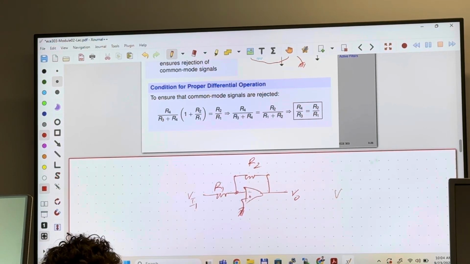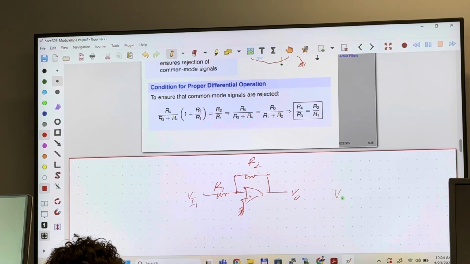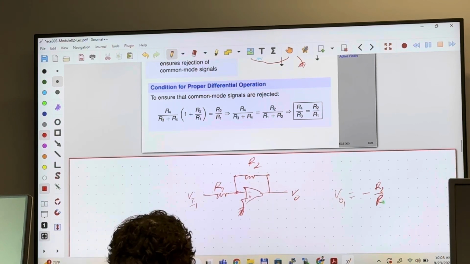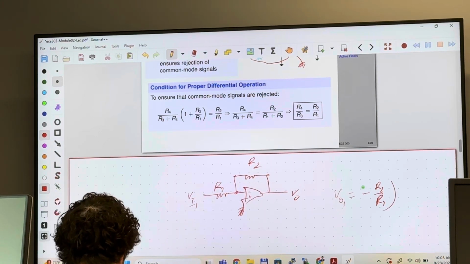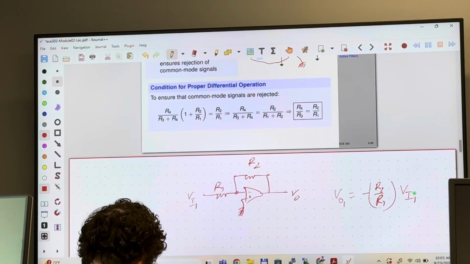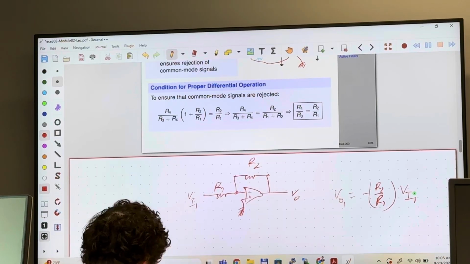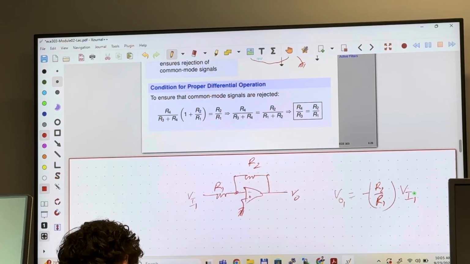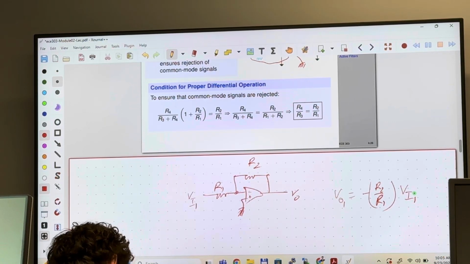So for the inverting operational amplifier, we know the gain is negative R2 over R1, right? Because I activated only one input, let's call this output VO1, which is simply negative R2 over R1 times VI1. See, I deactivated one input, replaced it with 0, and I have only one input activated. So I have the corresponding output.